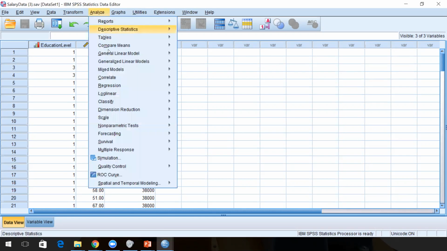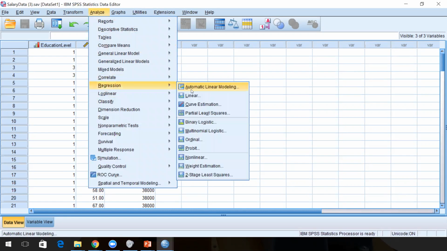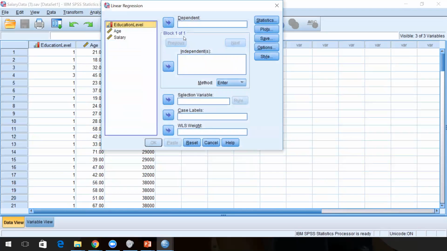So I could do a regular OLS regression here. You go to regression, linear, and I'm just going to do a very basic one. I'm going to predict salary with age. This is also what we might call bivariate or simple OLS regression because we only have one independent variable. We'll add some more in a few minutes.